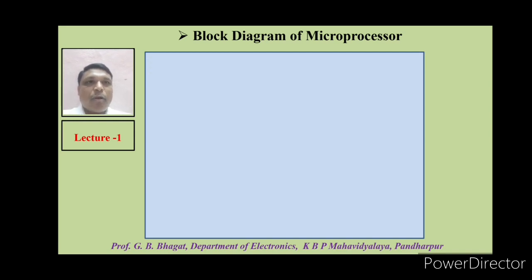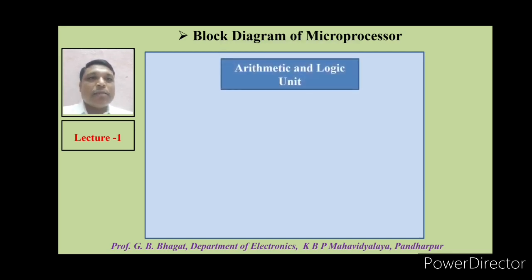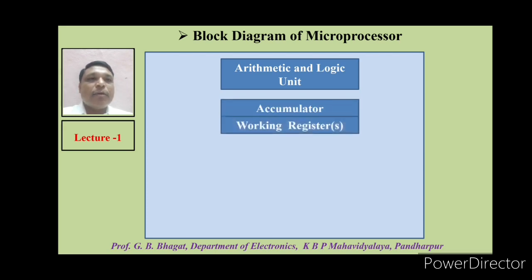The next, let us see block diagram of microprocessor. There are various blocks of a general microprocessor, which are as follows. First block is the arithmetic and logic unit. This block performs various arithmetic as well as logical operations on the data. The next, accumulator. Accumulator is one of the important registers of microprocessor. It can be used in various general purpose applications or programs. The next, it has some working registers that are applicable for microprocessor in various operations.